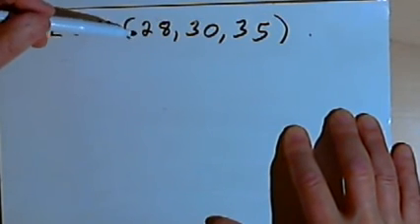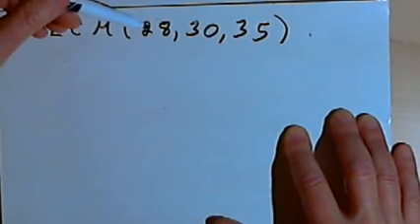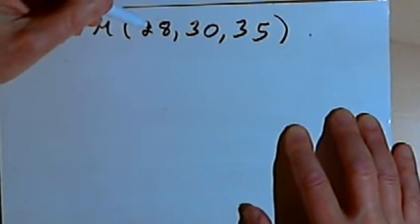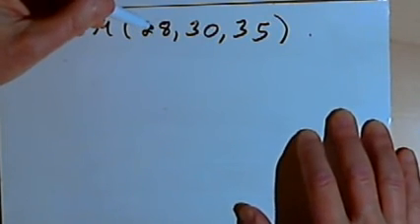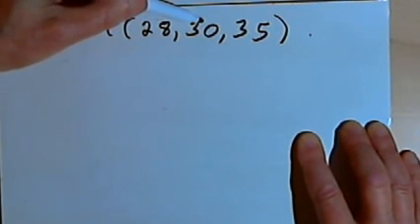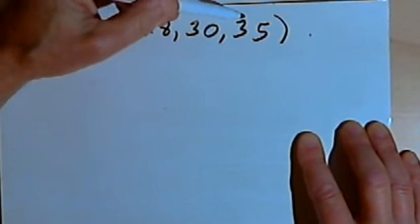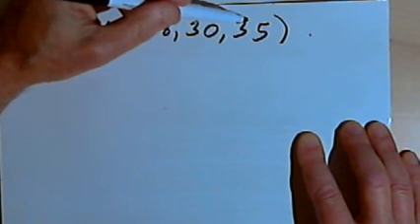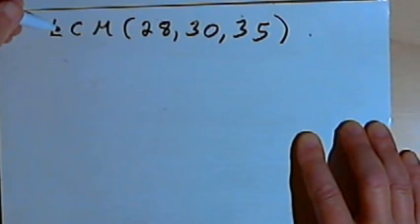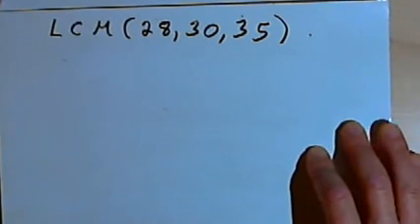Now, I could do this with prime factorization. I could make a factor tree for each of the numbers to find the prime factors. And then I could take all of the prime factors of the first number, of 28, and put those into a list. And I could add any prime factors of the next number, of 30, that were not already in the list. And then I could add any prime factors of 35 that were not already in the list. And if I multiplied all those numbers together, I would get the least common multiple of 28, 30, and 35. But there's a much faster way.